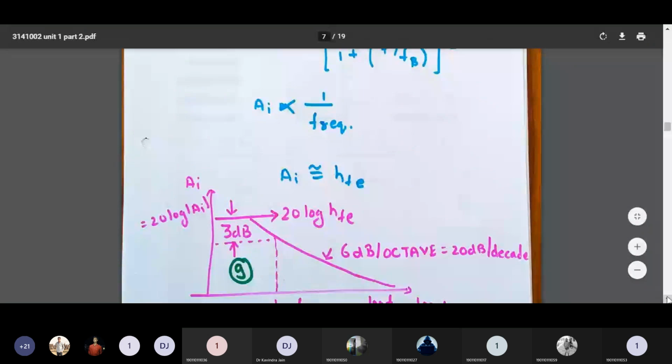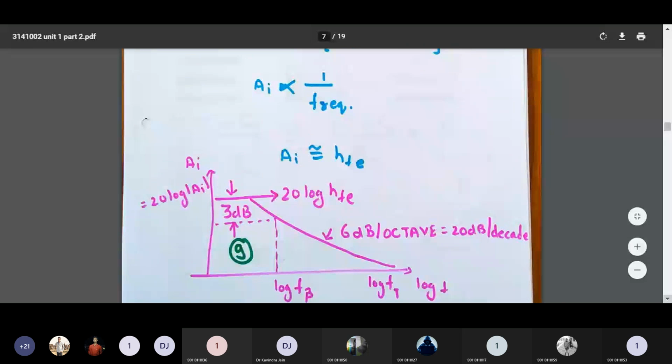I hope figure number 9 is totally clear to all of you. Yes, sir. We will start the discussion on figure number 9. Figure number 9 is the graph between the current gain and the frequency.